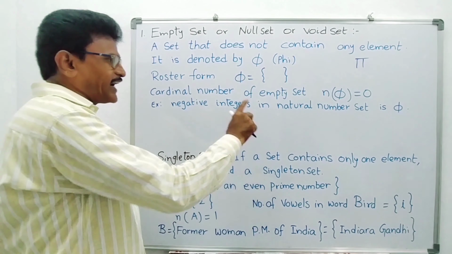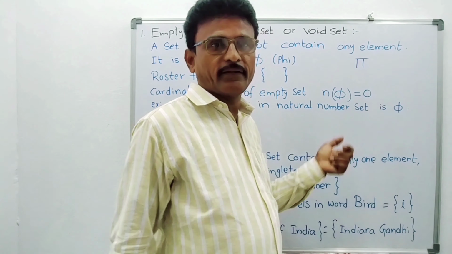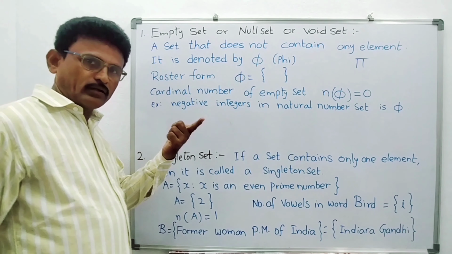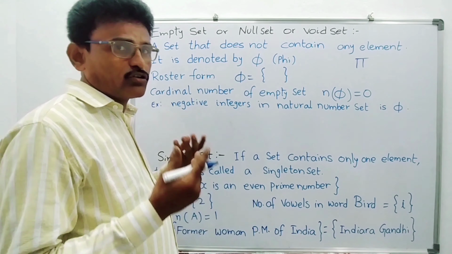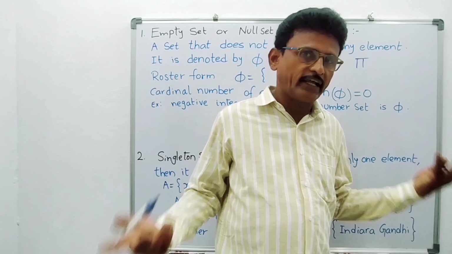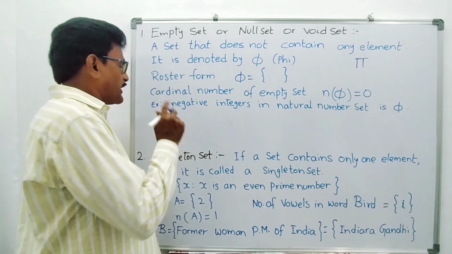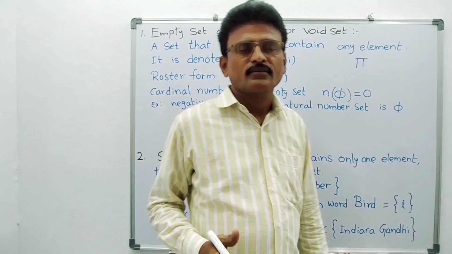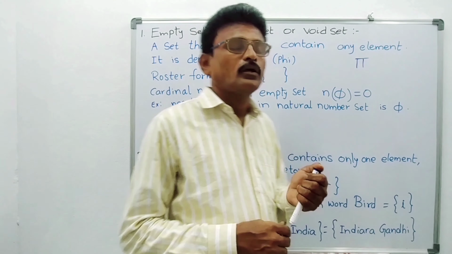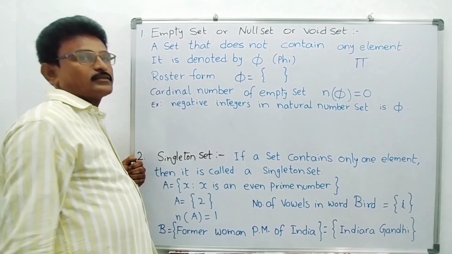One example: negative integers in the natural number set is phi. Is there any negative number in the natural number set? Natural numbers start from 1, 2, 3, 4, and so on. 0 is not there, even negative numbers are not there. So what am I taking here? Negative integers in the natural number set. There is no negative number, so that is phi. Suppose a month with 35 days. Is there any month with 35 days? It is also an empty set. So an empty set means there is no element in the set.